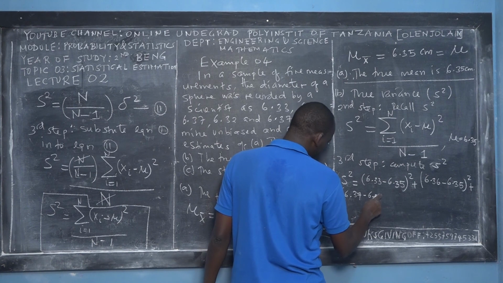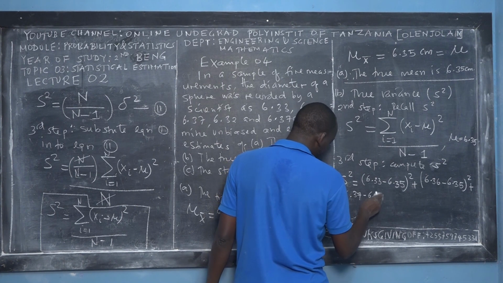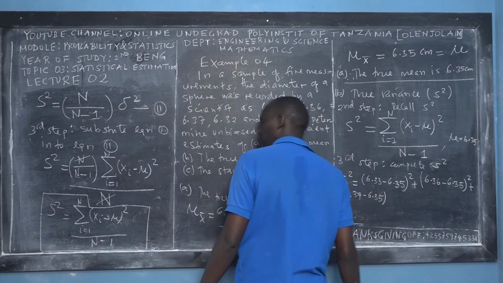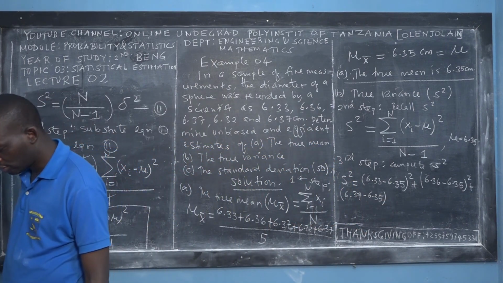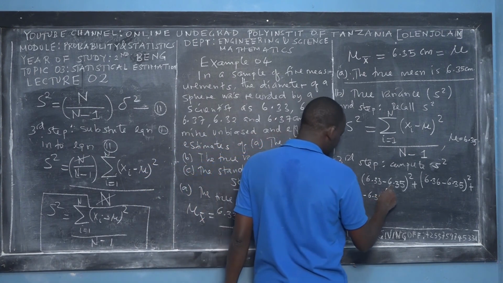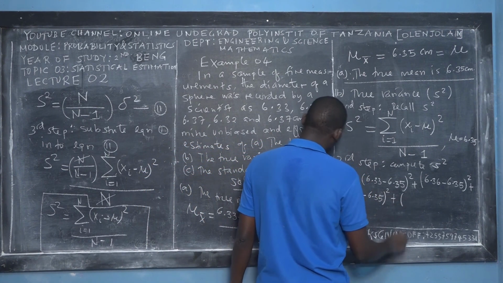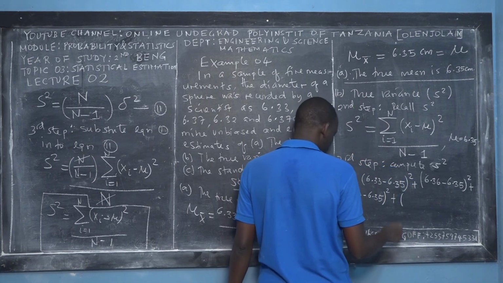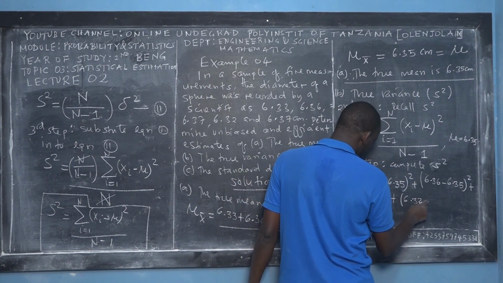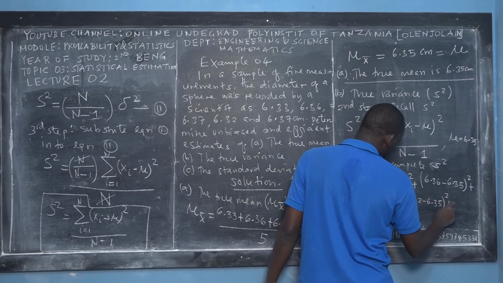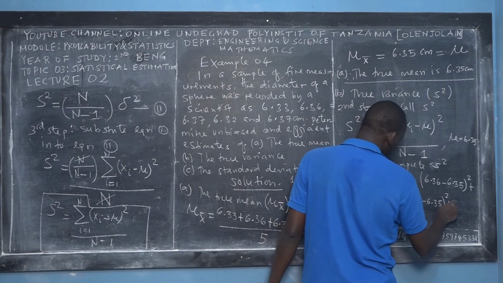6.37 minus 6.37, 35. Is it 35 or 25? Let me just check it. Yes, 35 centimeter. So this one is square. Then plus the next data, which is 6.32. 6.32 minus 6.35 square. Then we plus.